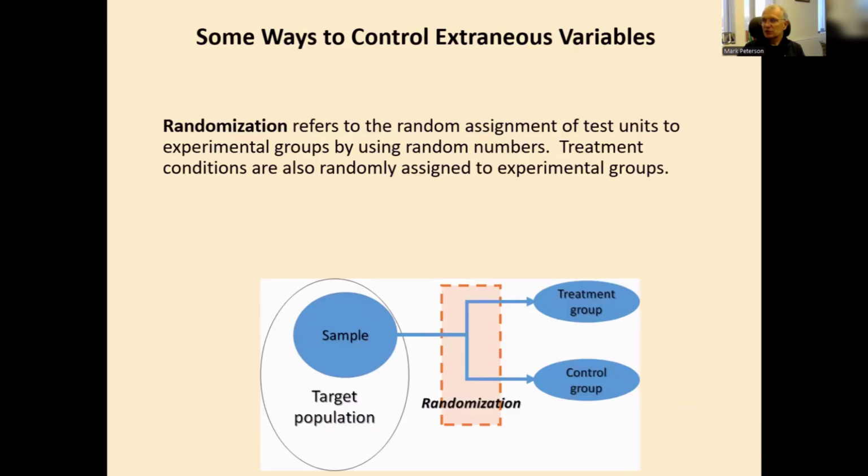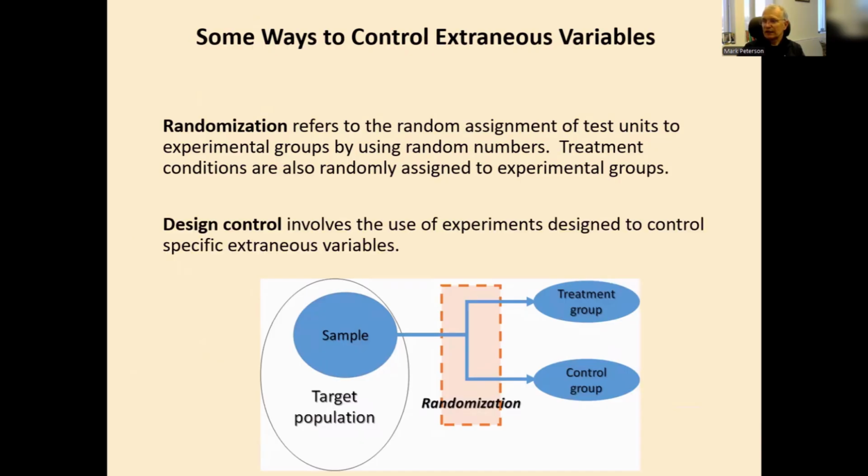Some ways to control extraneous variables. The way to do this is randomization and having these control groups here. So here you see that you have a target population at the bottom. You have a sample selected, part of this target population. Then you have this randomized assignment of these subjects to either of these groups. They don't get to choose which one they go to.